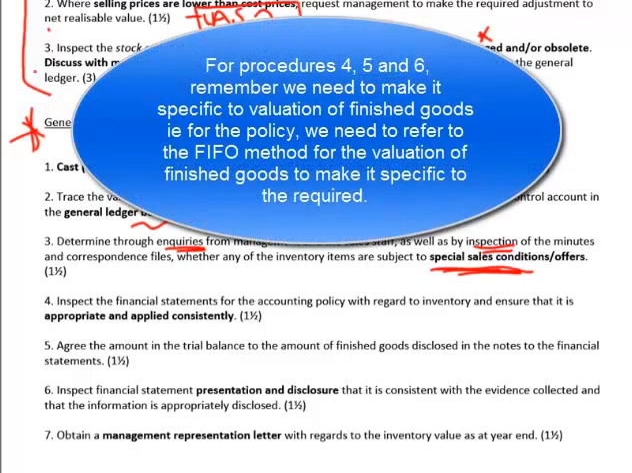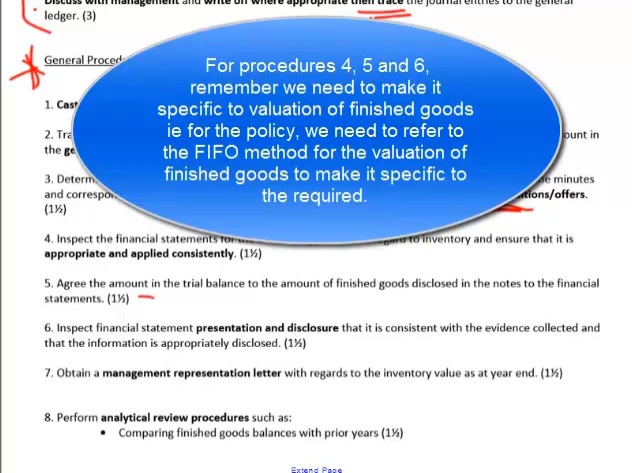Okay. Number 4, inspect the financial statements for the accounting policy with regard to inventory and ensure that it is appropriate and applied consistently. So look at those financials. See last year, what was the disclosure regarding inventory? What was their policy? And is that policy the same this year? If not, why? Generally, policies need to be consistent.